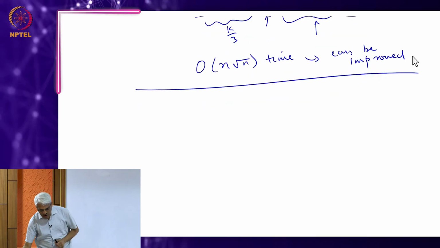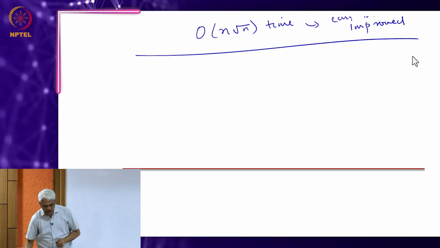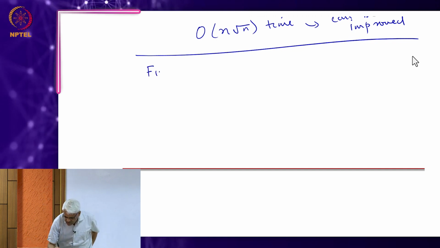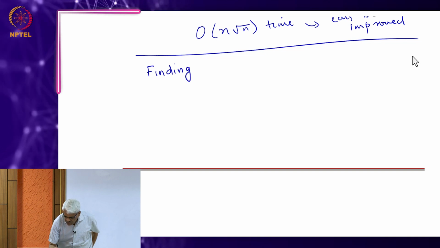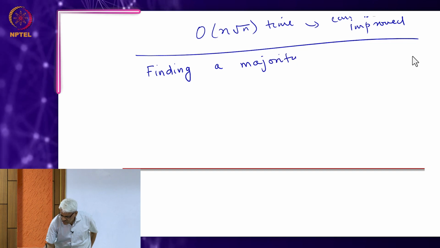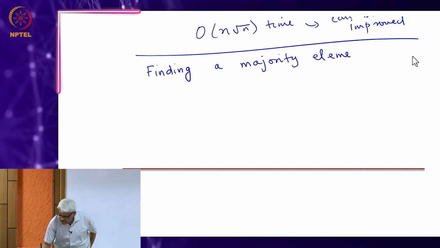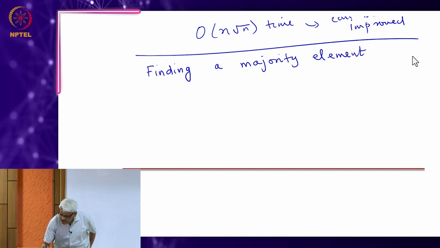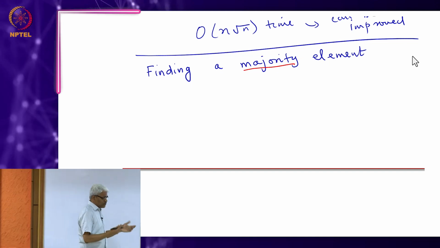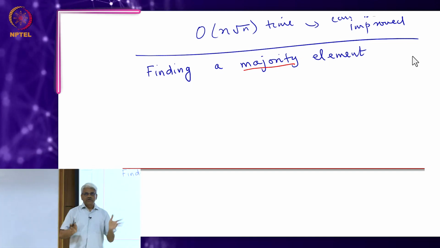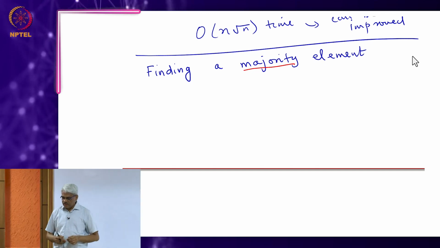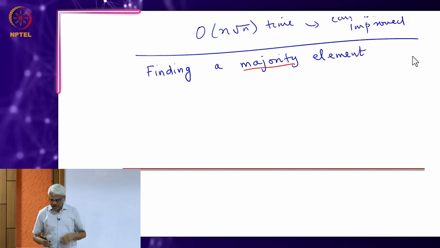Okay, so now let's move on to this last problem I want to talk about today. That is on finding a majority element. One can say maybe this whole area of algorithms for big data, or streaming algorithms, was born here. This is one of the first algorithms in this world. So, what is a majority element?